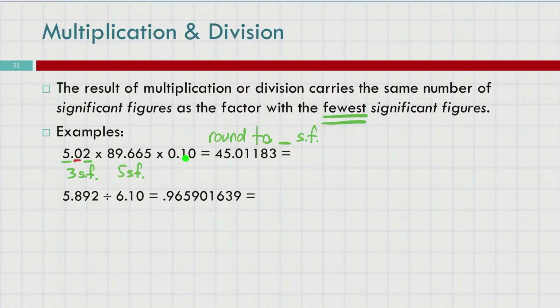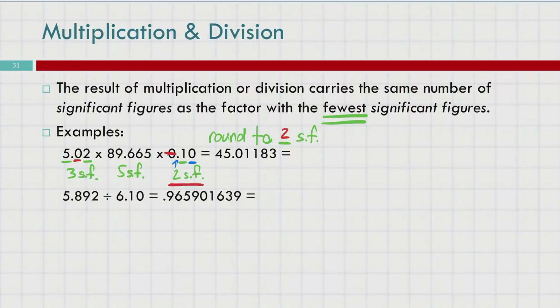For 0.10, we've got our 1 non-zero number. We have a trailing 0 with a written decimal point. And we have a leading 0. The leading 0 is not significant. So we have 2 significant figures. And so we pick 2 significant figures for the amount that we're going to round to. So this 45 and change number, we round to 2 significant figures.